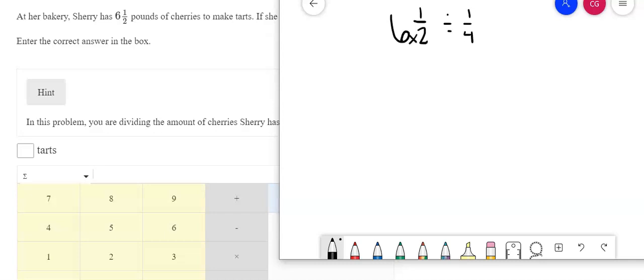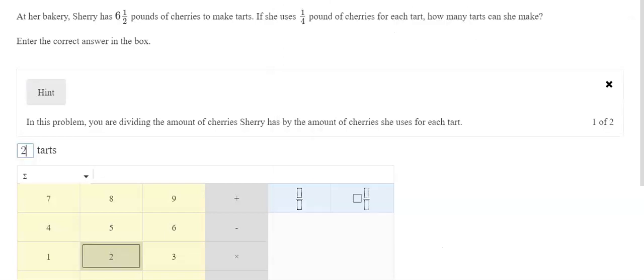Six times 2 is 12, plus 1 is 13. So 13 over 2. Division changes to multiplication, and we're going to flip. 2 goes into 2 once, and 2 goes into 4 twice. 13 times 2 is 26. So she can make 26 tarts.